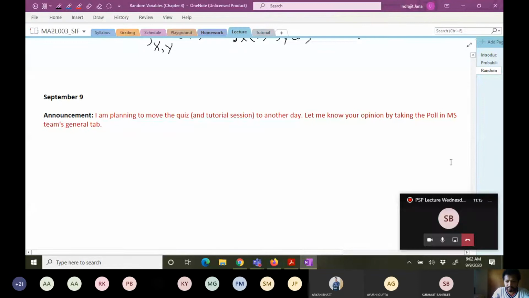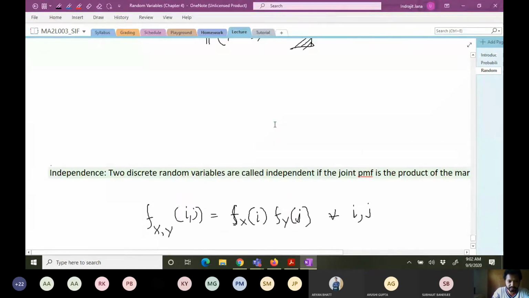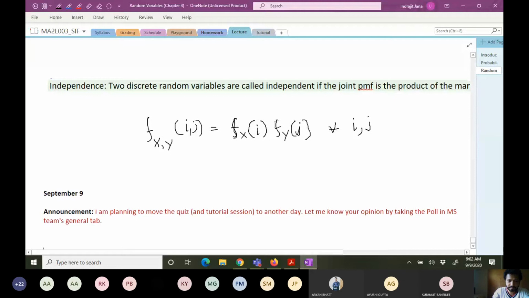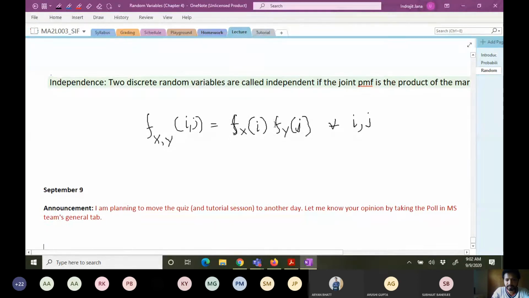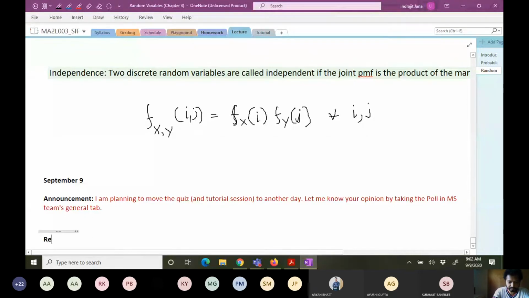All right, so let's begin today. Last time we stopped at this point. Two random variables are called independent if the joint PMF is the product of the marginal PMFs. So let's recall that. Recap.